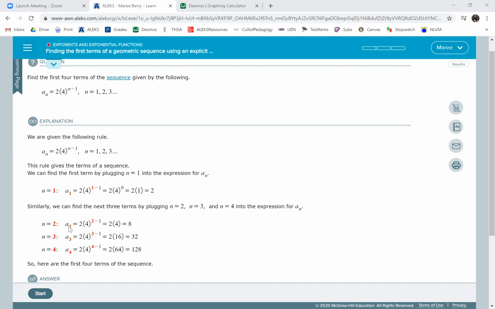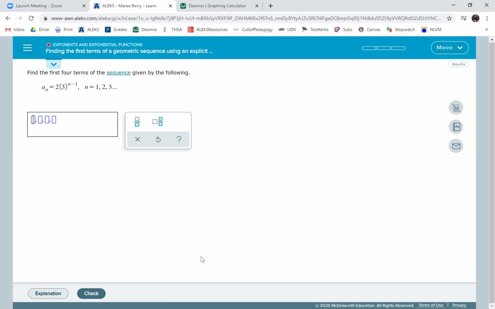So you have a sub 2 equals 2 times 4 to the 2 minus 1. 2 minus 1 is 1. 4 to the first power is 4. 2 times 4 is 8. And then you do it again with 3, and you do it again with 4. So let's do some examples to find the first 4 terms. Let's write this down. We're going to plug in 1.